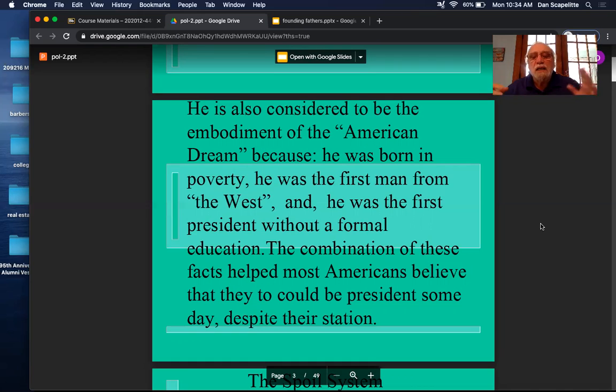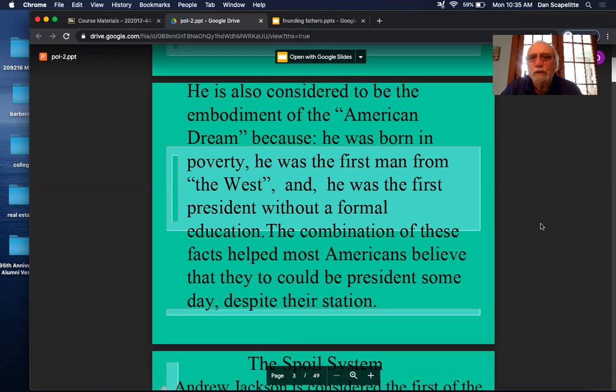So he's born in poverty. First man that comes out of the West. He's Tennessee. Was the first president without a formal education. So again, all these things saying, oh yeah, this is a common ordinary guy that we really like. And I'm not real positive that's a real good thing, because what that does is it brings into office men who don't necessarily have all the prerequisites of being a good president.